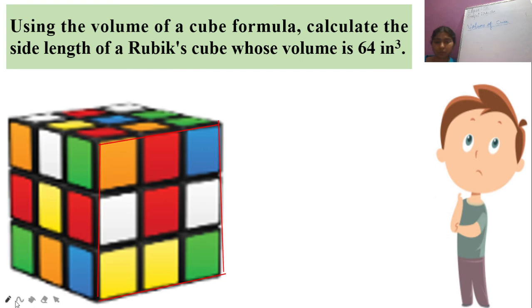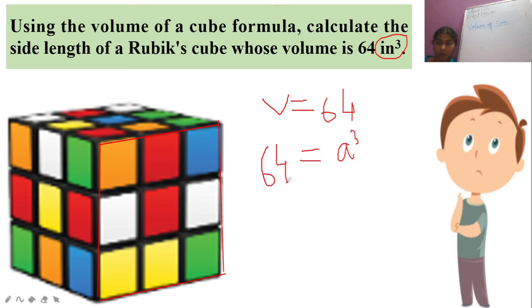So we know that the volume given is 64 inches cube, students. Remember, here the units are in the form of inches cube. So we know that volume is equal to a cube, right? And we have 64 as the volume. So now what you have to do is take the cube root. If you take the cube root you get a.